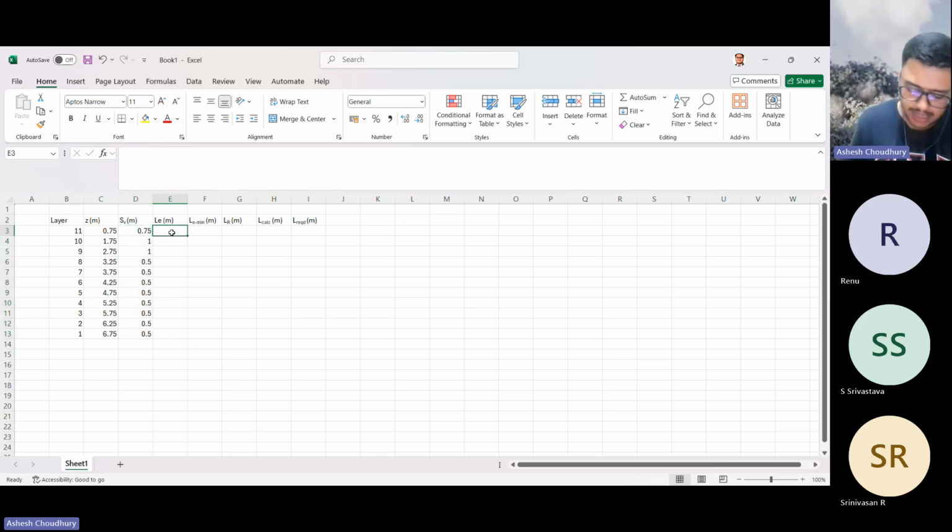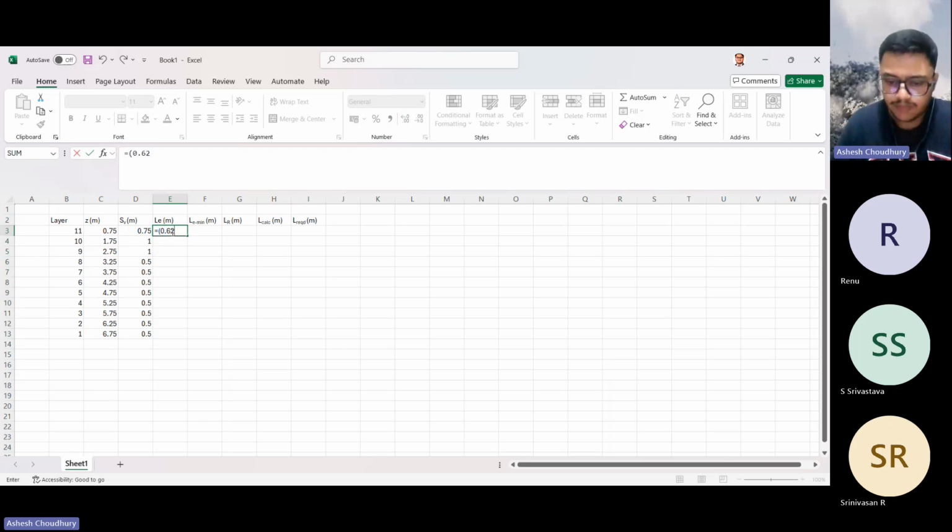Now what is LE? We already found out the expression is equal to 0.62 Z plus 0.516 times SV by Z, SV by Z.